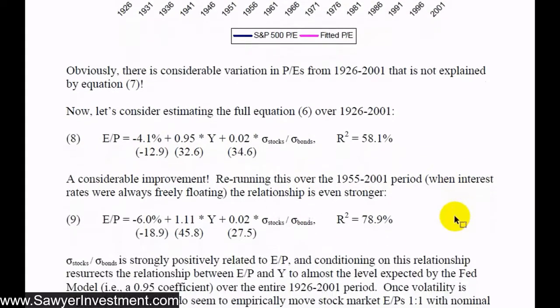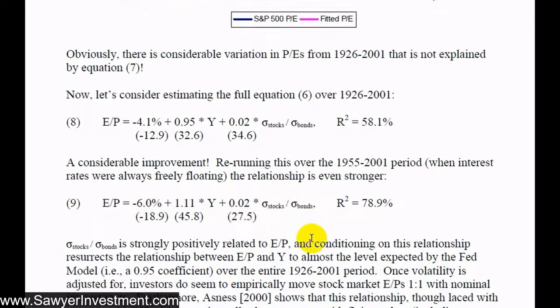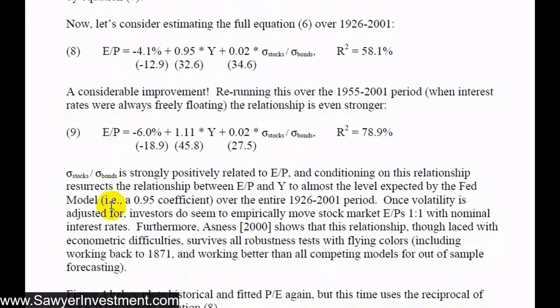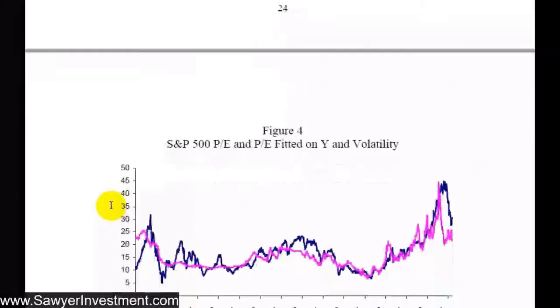And now if we were to run the same regression on the 55 to 2001 period, we get about a 79% R squared. So it's a very good explanatory power of the variation of the earnings yield. And so from this we can say that the volatility of stocks relative to bonds has a significant positive relationship to the earnings yield. So investors, if they perceive higher risk for stocks than bonds, are more likely to demand a higher earnings yield and a lower PE ratio. And so we've also put this into a figure as well.